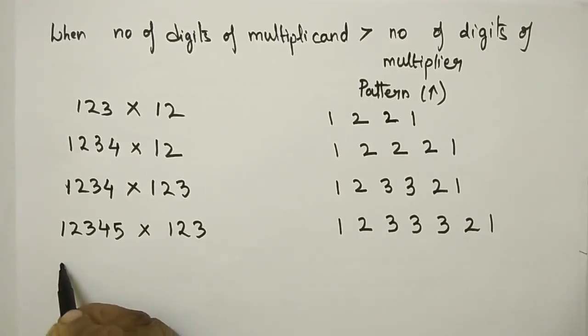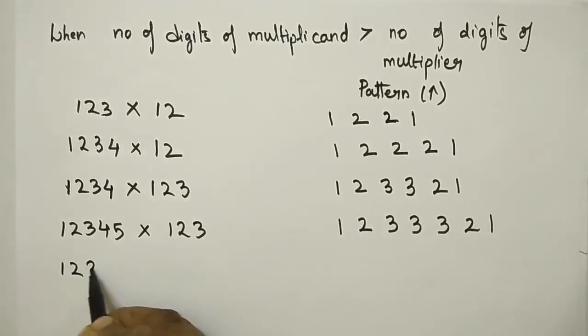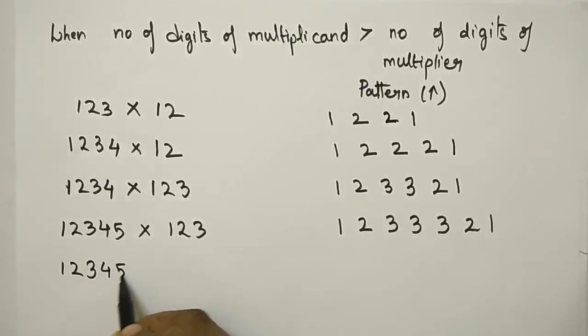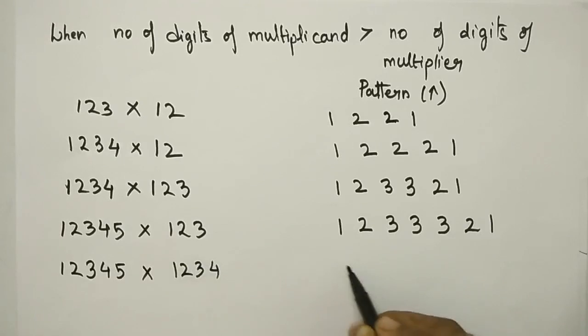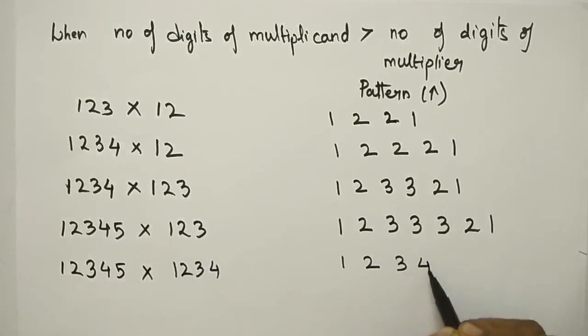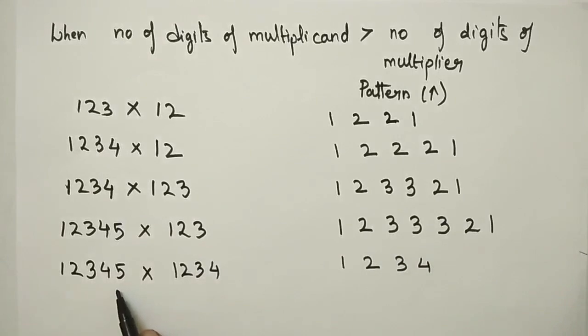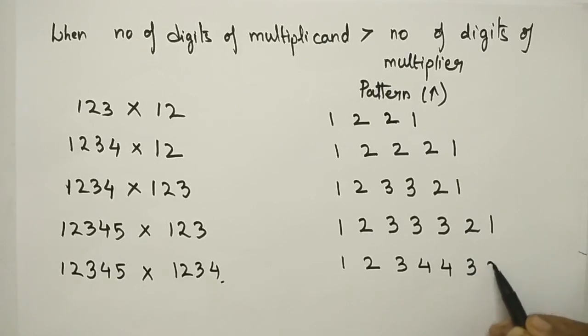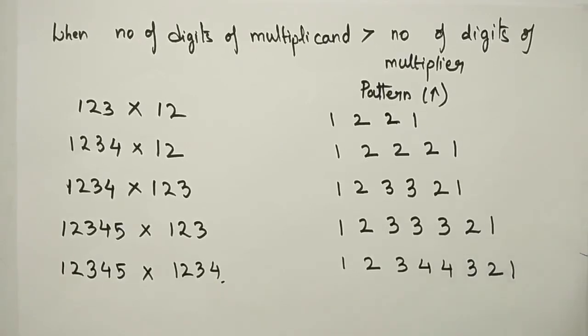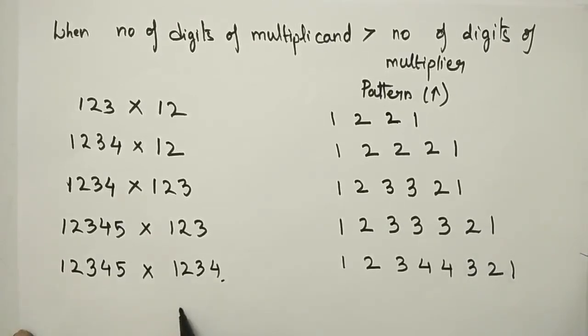If the multiplicand is of 5 digits and the multiplier is of 4 digits, then the pattern will be 1, 2, 3, 4. Here 5 digits are there for the multiplicand, so in place of 5, as the multiplier has 4 digits, write down 4 and come back. 3, 2, 1. Okay? And so on.